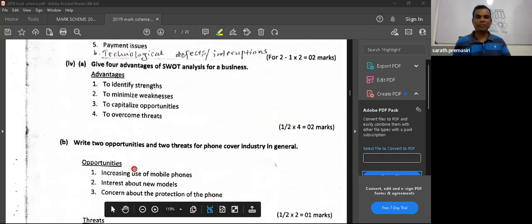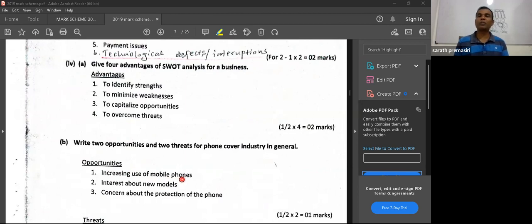Just look at the opportunities. Increasing use of mobile phones. Nowadays, you know that most people are using smartphones. Whenever they use or purchase smartphones, they tend to purchase phone covers as well. So it is a new trend as well as an opportunity to the phone cover industry. Look at the increase in use of mobile phones.